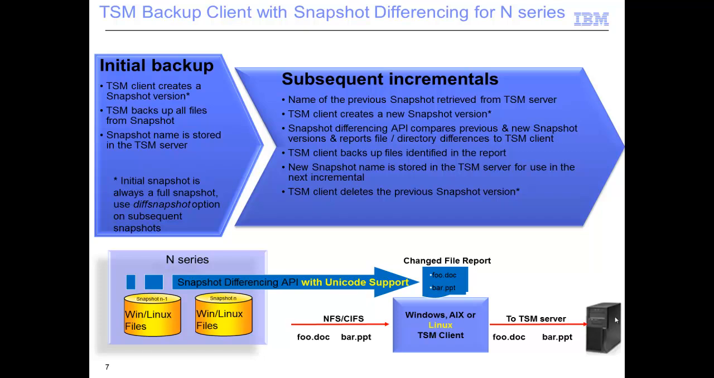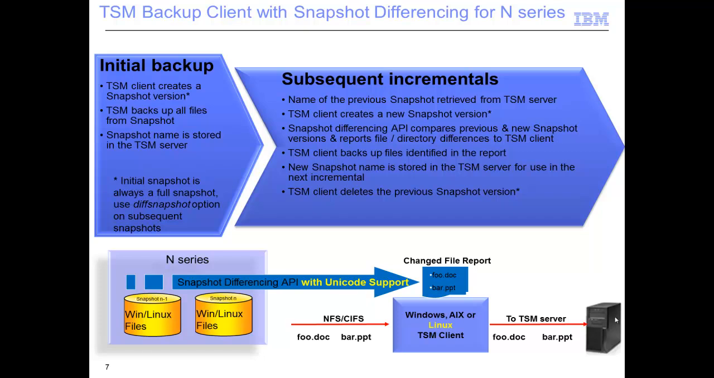This is important because the next time we go to do an incremental backup, TSM will once again request that the N-Series creates a snapshot. It'll then take this new snapshot and compare it to the original snapshot to figure out which files have changed. We'll then back up those individual files and just those changed files to the Tivoli Storage Manager server.